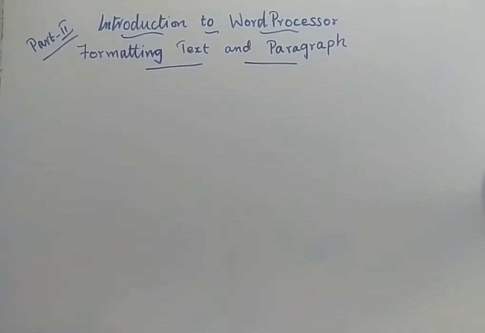In this class we are going to have part 2, that is formatting text and paragraph. You know how to open a document. Just recall what we discussed in the previous part. You know the procedure to open OpenOffice Writer. After that, to open a document, you click Ctrl+N, otherwise from the menu bar you select File, New. So a document window is opened for you.